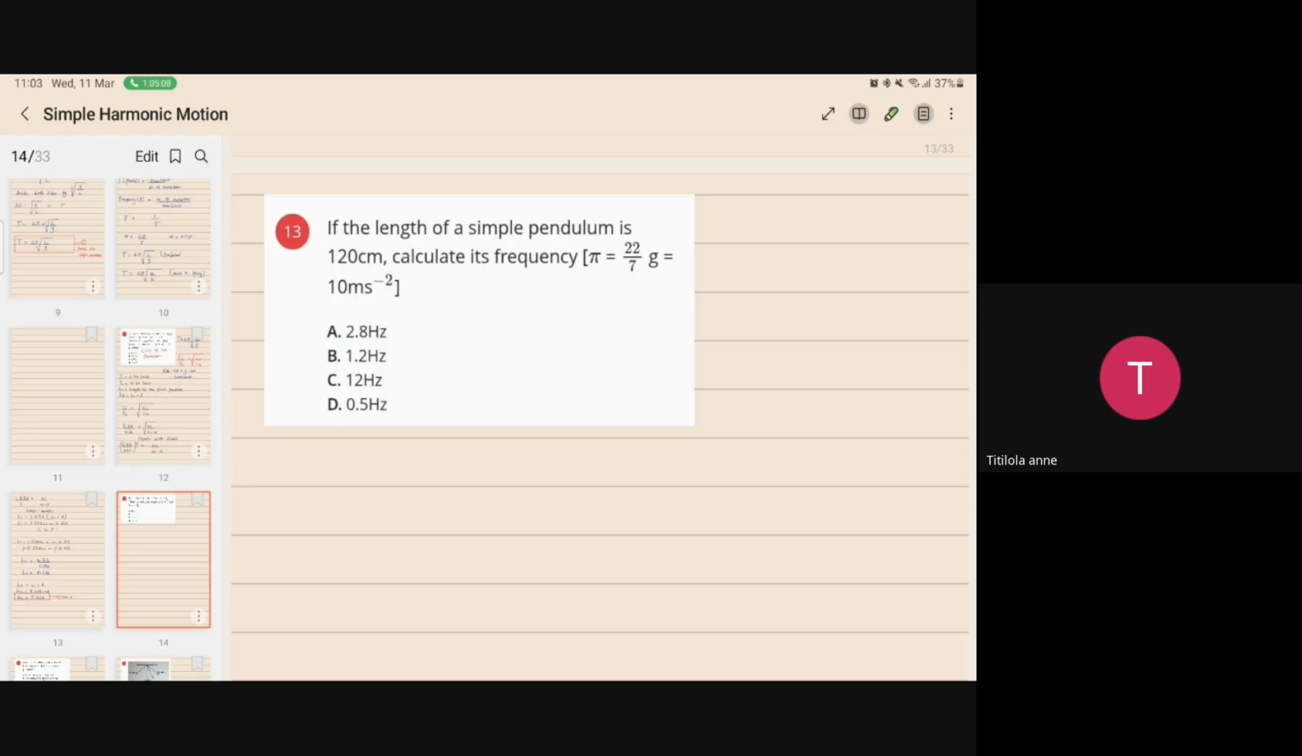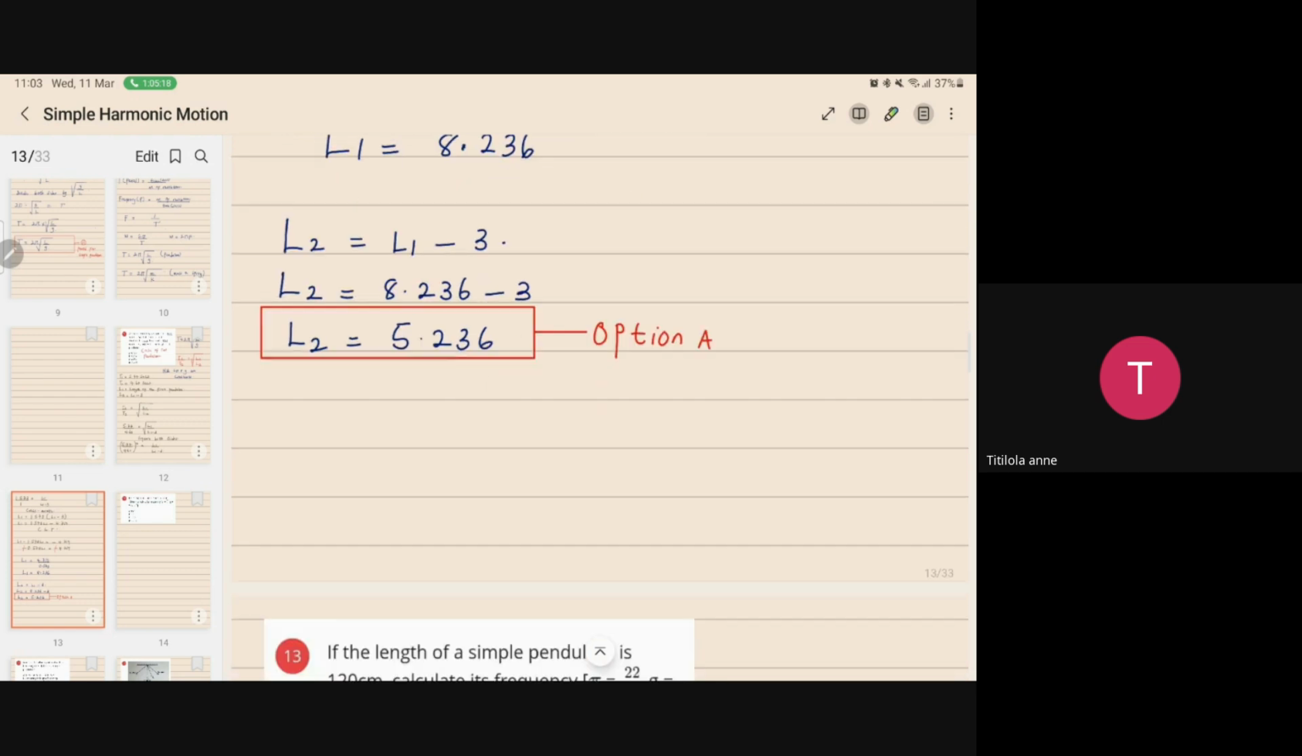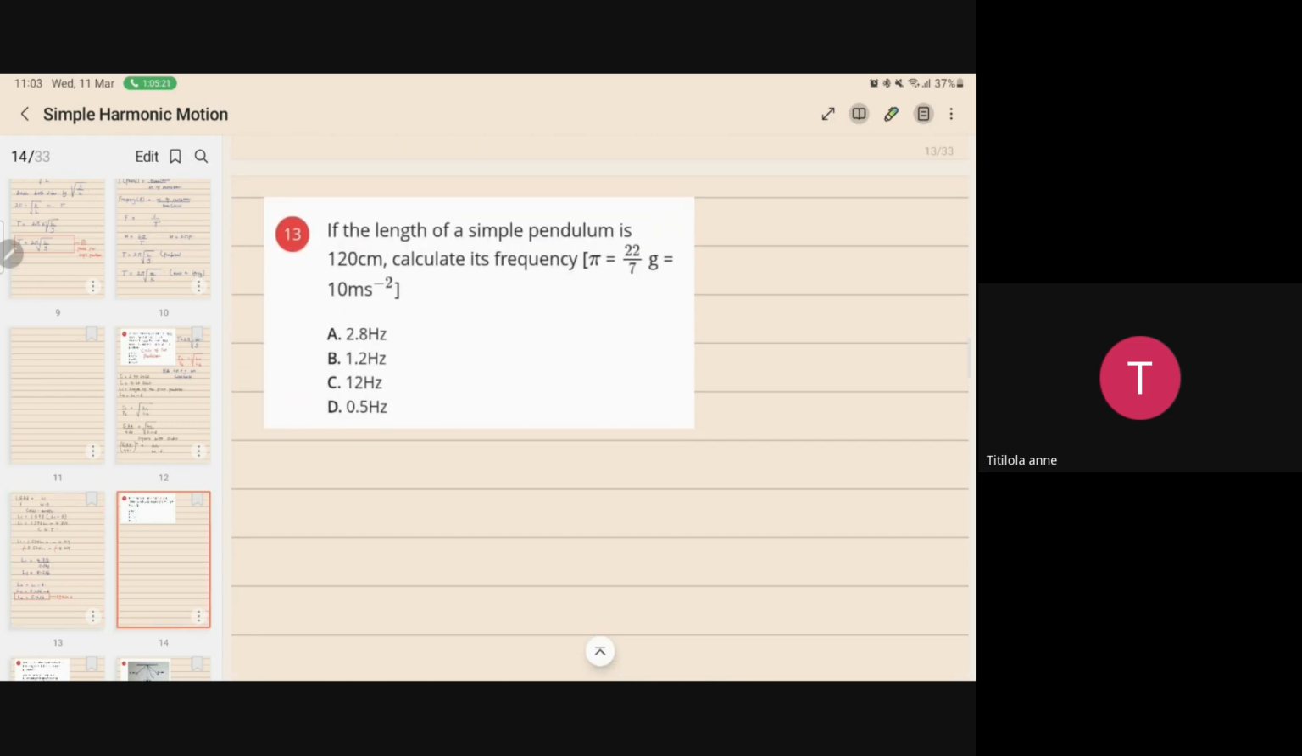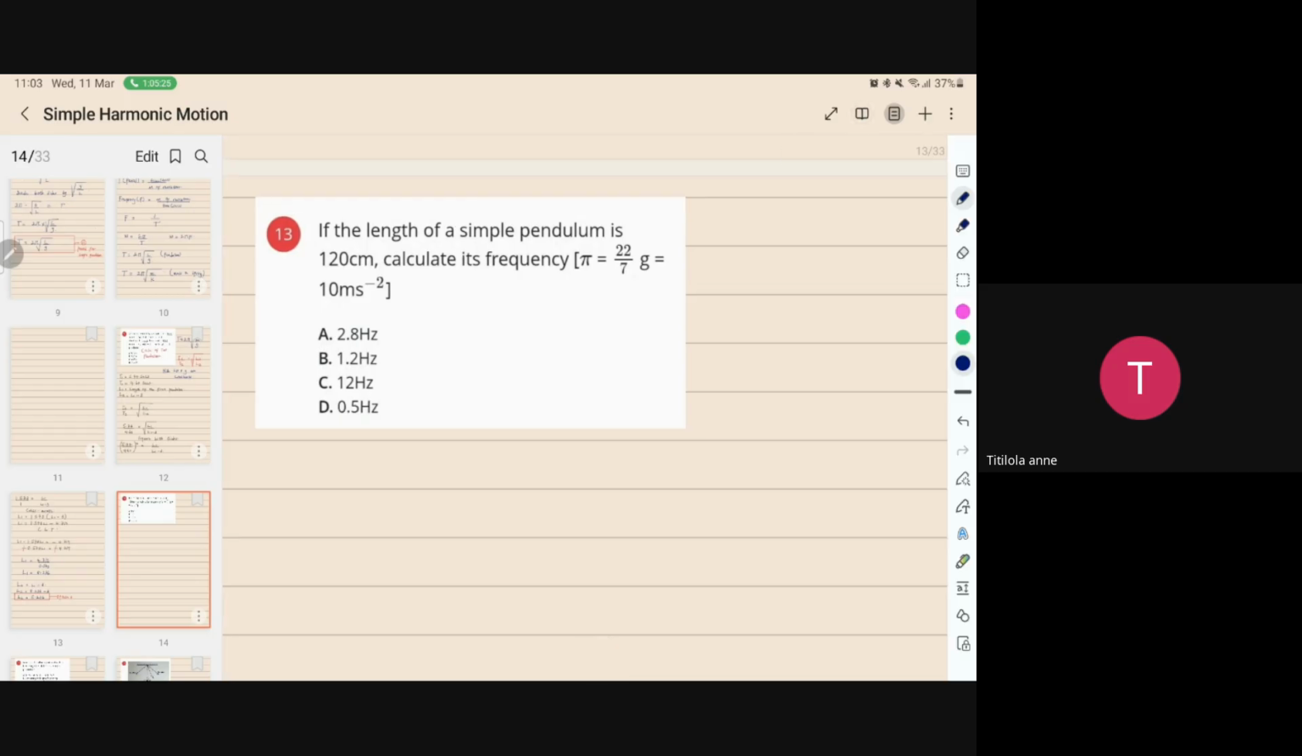Now, if the length of a simple pendulum is 120 centimeter, calculate its frequency. Did you see what happened there? They said if the length of a simple pendulum... can you see that question? Should I zoom in, for some of you that can't see? All right, thank you. So now, if the length of a simple pendulum is 120 centimeter, calculate its frequency.